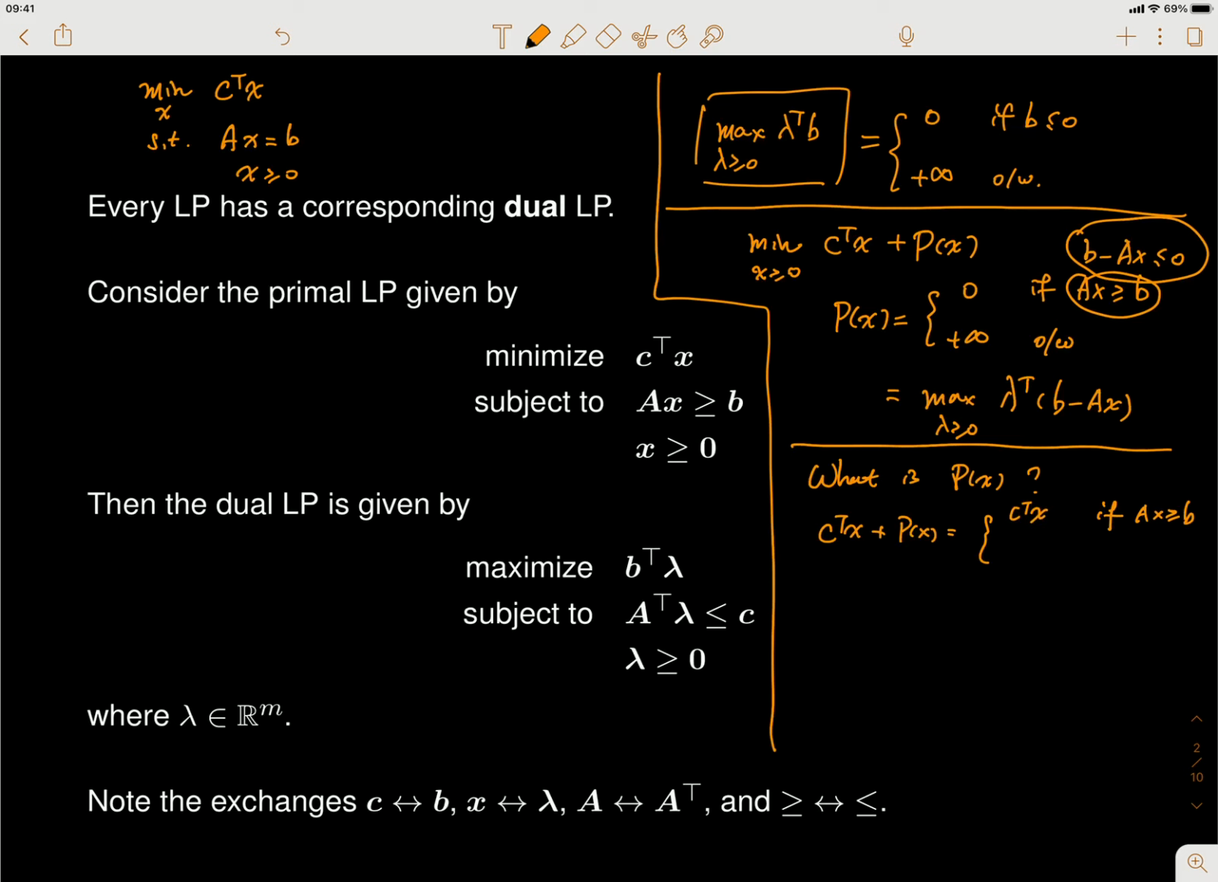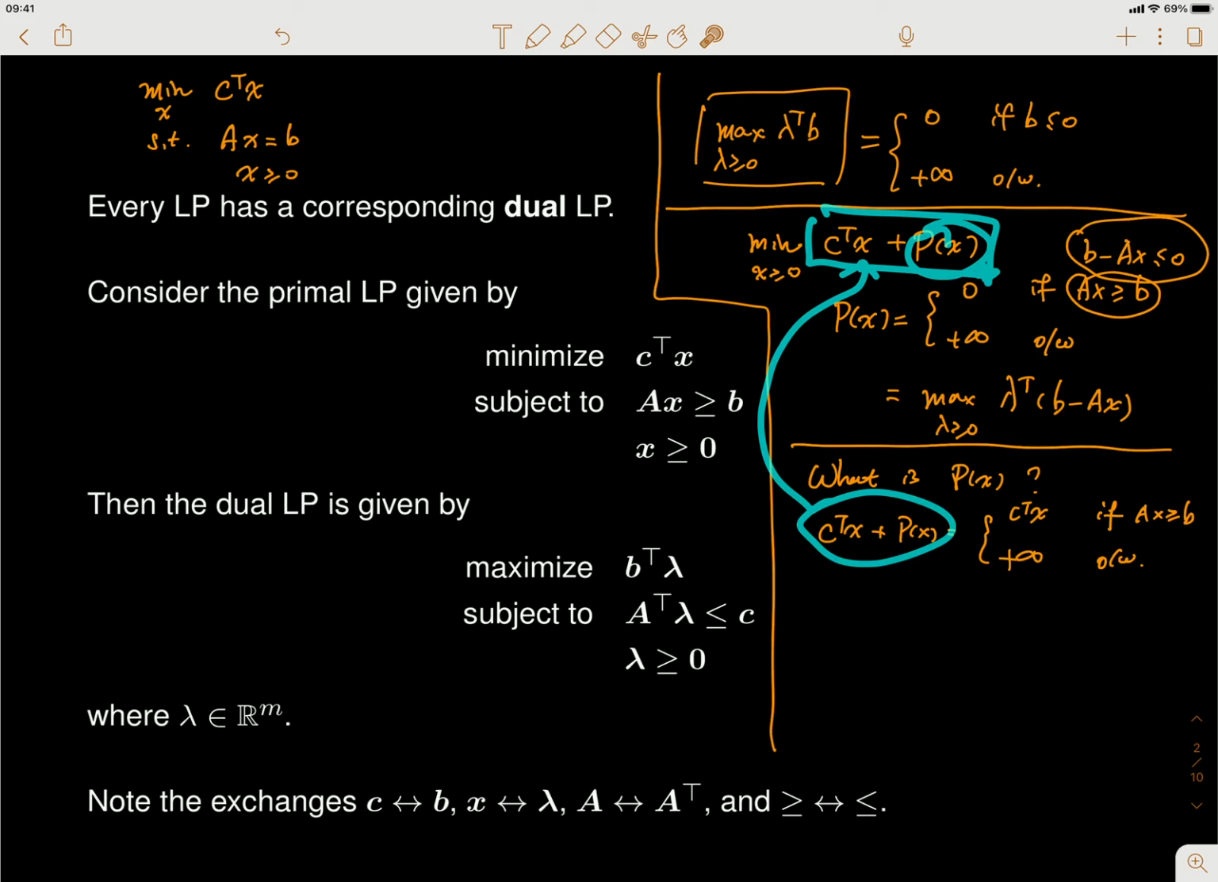Okay, and if it's not, then this is infinity. So if now I plug this back into the minimization problem, as you can see, I definitely don't want my p(x) to be infinity because I'm trying to minimize it. If this is a positive infinity, then there's no way to minimize it, right? We're done then. We cannot find a minimizer. So it's definitely not a minimizer.